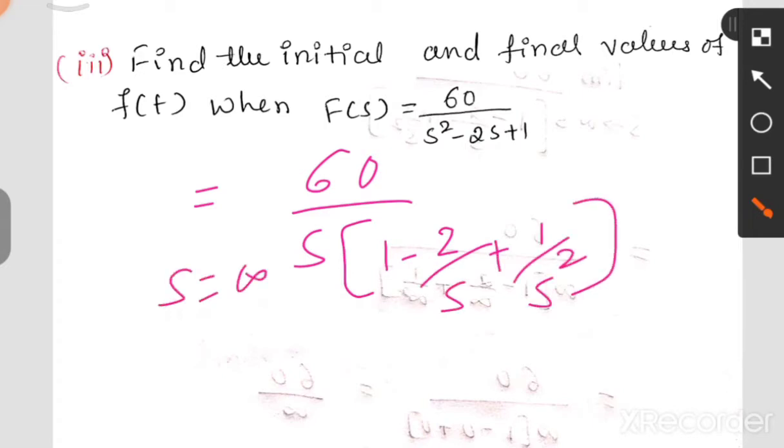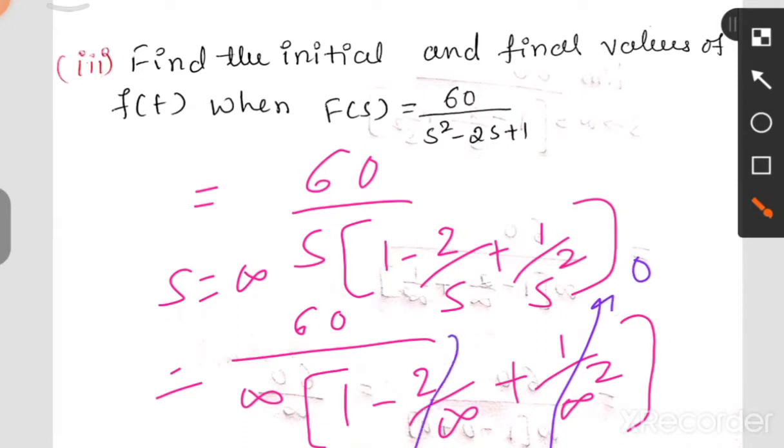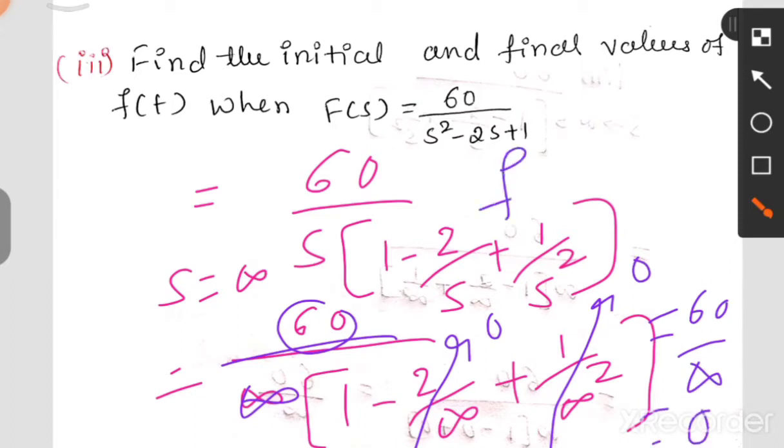Substitute s is equal to infinity now. So when you substitute s is equal to infinity, the term is 60 divided by infinity into 1 minus 2 by infinity plus 1 by infinity square. The terms 1 divided by infinity square and 2 by infinity also go to 0, and then what remains is 60 by infinity. Anything divided by infinity will give you 0. Therefore the initial value f of 0 will be 0.